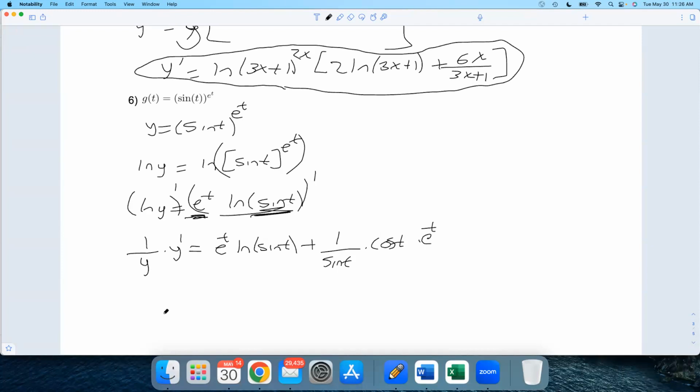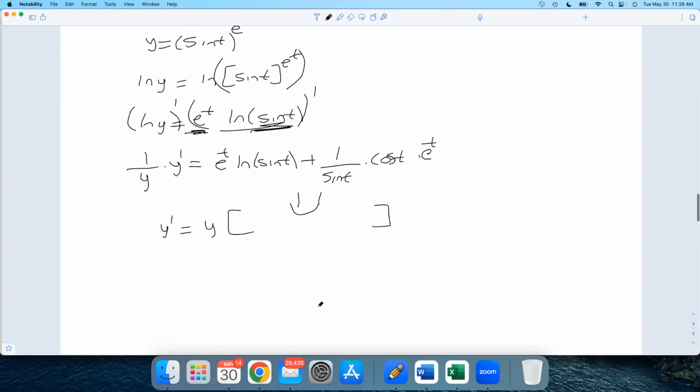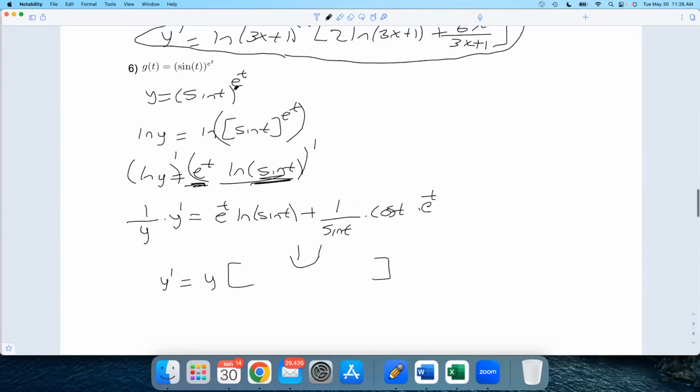Derivative of the first times the second plus derivative of the second times the first. Now I'm trying to get y prime by itself, so I multiply that y over, so I get y times all this stuff. All that's going to come down. And I know what y is. That's the original. So y prime will be sine of t raised to the e raised to the t times, and a whole bunch of parentheses here, or at least one set of parentheses. All that stuff up here. Now I would go ahead, I got cosine over sine. I would write that as cotangent of t. So that's cotangent of t times e to the t.